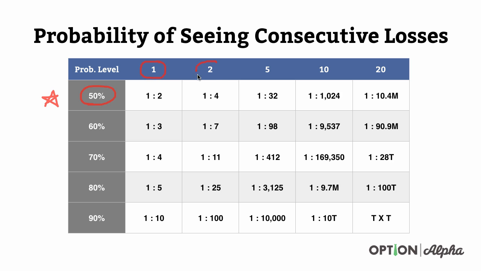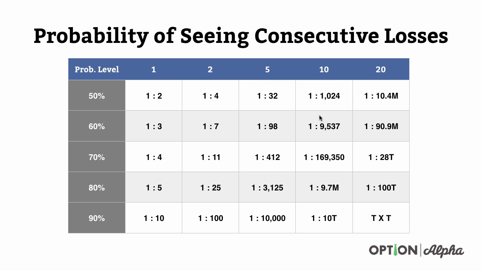The odds of seeing 2 consecutive losses in a row is 1 in 4. The odds of seeing 5 is 1 in 32. The odds of seeing 10 consecutive losses as a day trader, not to say that you're going to make money trading, but that you're going to see consecutive losers one after another, is 1 in 1,024. Okay, so really low odds.